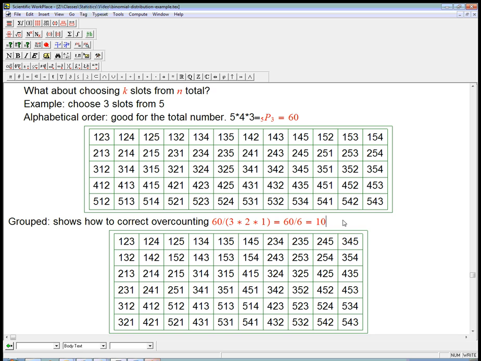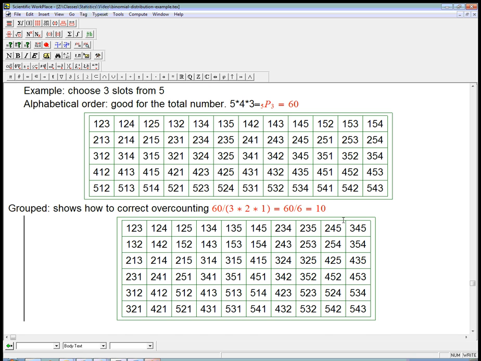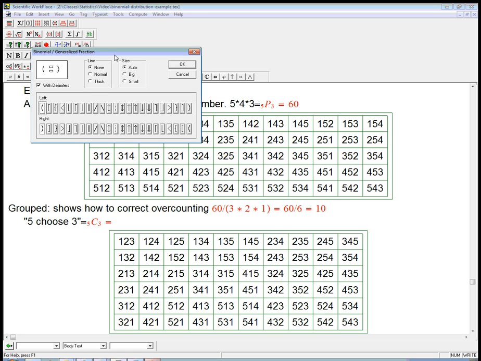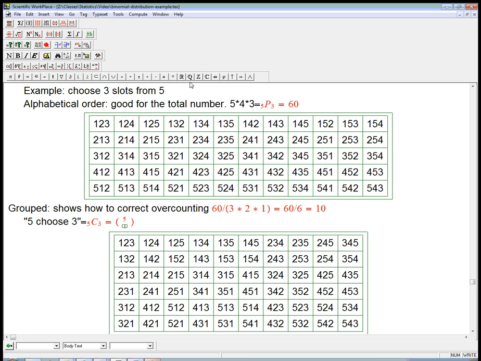So remember the terminology there. It was 5 choose 3, and that's equal to 5C3 in one notation, or there's this other notation where you put it in parentheses, and that's the notation that's more common in sort of advanced math books, but it's not what the calculator uses. Okay, and so that's equal to 10.